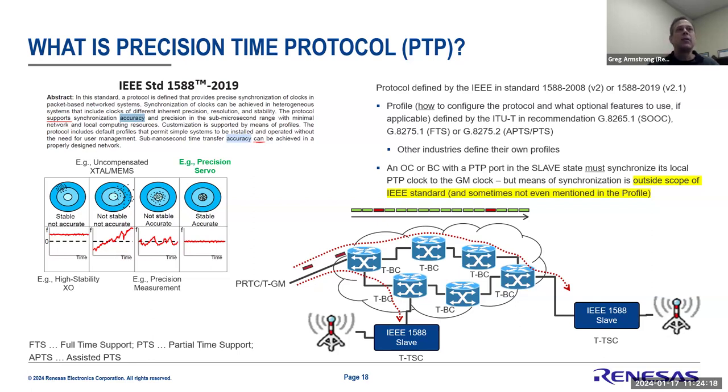But again, if you read the abstract of the 1588 protocol, a lot of words there are used that we have to be aware of. One is it says it supports synchronization accuracy, and it says time transfer accuracy can be achieved in a properly designed network. So these are the things that we have to be aware of: just because we read the standard, just because we implement the protocol, it does not guarantee synchronization, nor does it guarantee accuracy. So there's aspects of that that have to be built in.